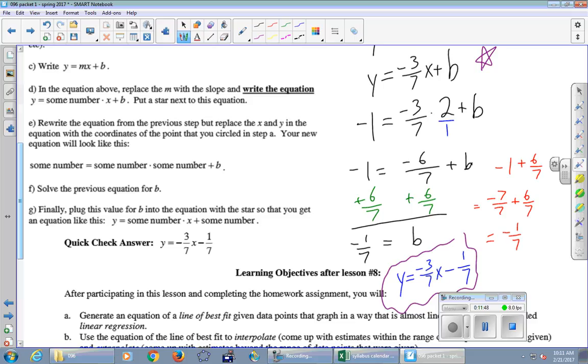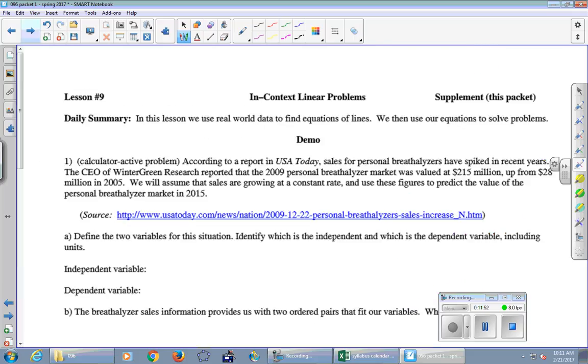All right, so let's move on to the very next page. Like I said, a little bit different today. We're going to do this demo, and then you'll have time to go back to the previous activities as well as these activities here. Daily summary: in this lesson, we use real-world data to find equations of lines. We then use our equations to solve problems.